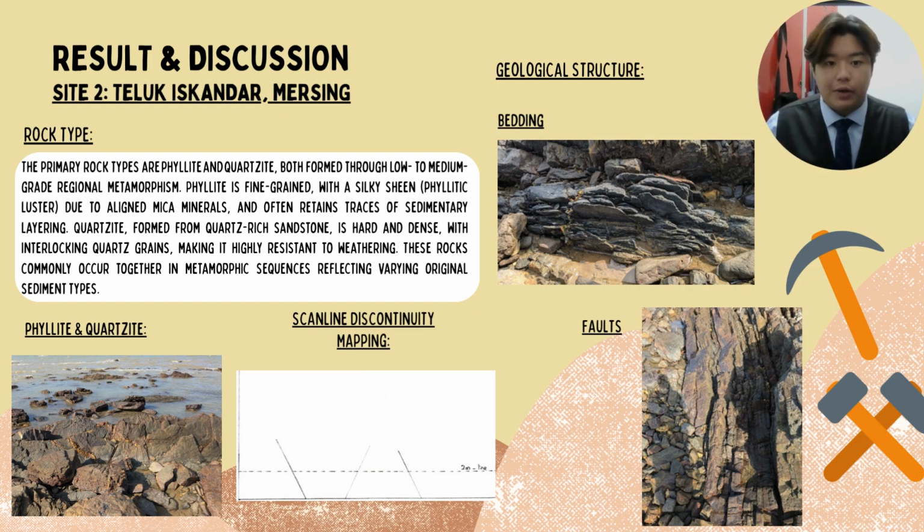Alright, for Site 2, which is located at Teluk Iskandar, Mersing, the primary rock types are phyllites and quartzites, both formed through low to medium grade regional metamorphism. Phyllite is fine-grained with a silky sheen, which is phyllitic luster, due to light mica minerals, and often retains traces of sedimentary layering. Quartzite, formed from quartz-rich sandstone, is hard and dense with interlocking quartz grains, making it highly resistant to weathering.